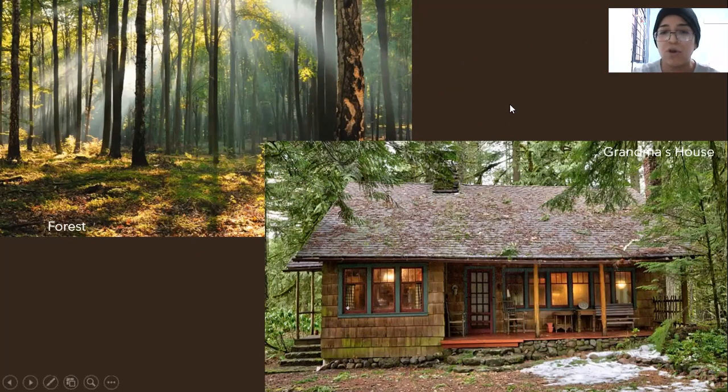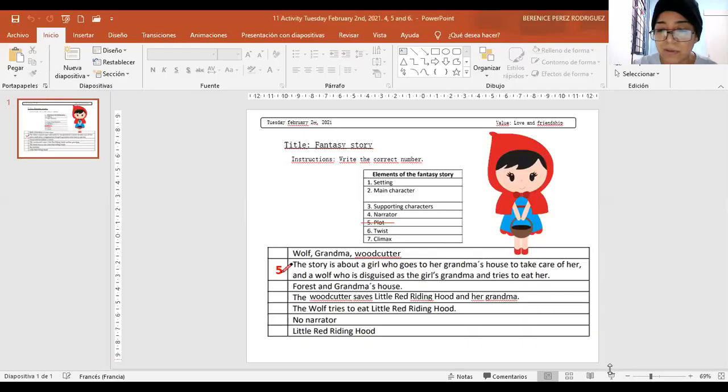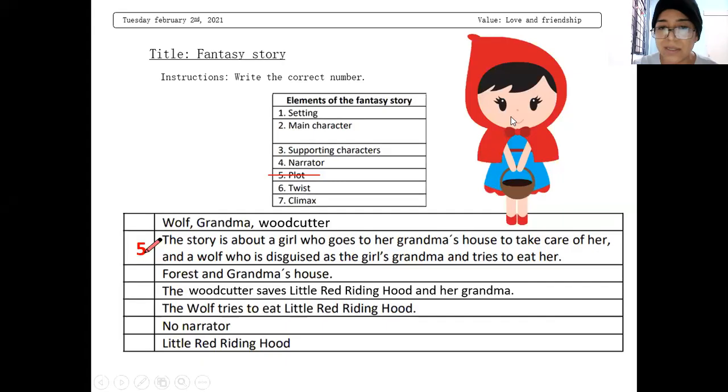Grandma's house. Okay? Those are the vocabulary you are going to need. El vocabulario que vas a necesitar para hacer la siguiente actividad que te voy a mostrar en este momento. Aquí está, mira. Ta-da! Tuesday, February 2nd, 2021. Value, love, and friendship. Fantasy story. Instructions.